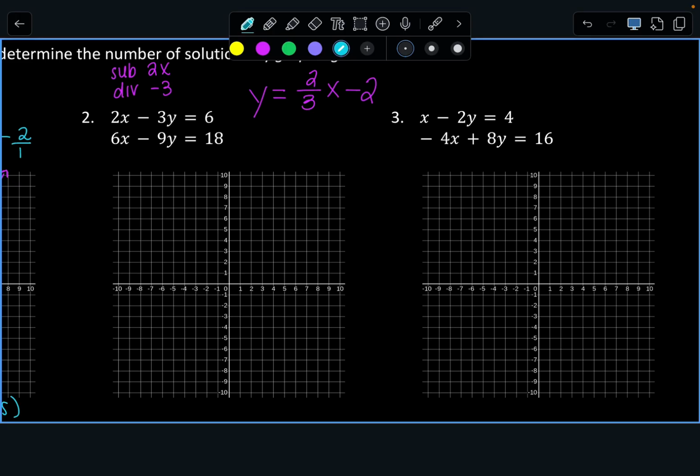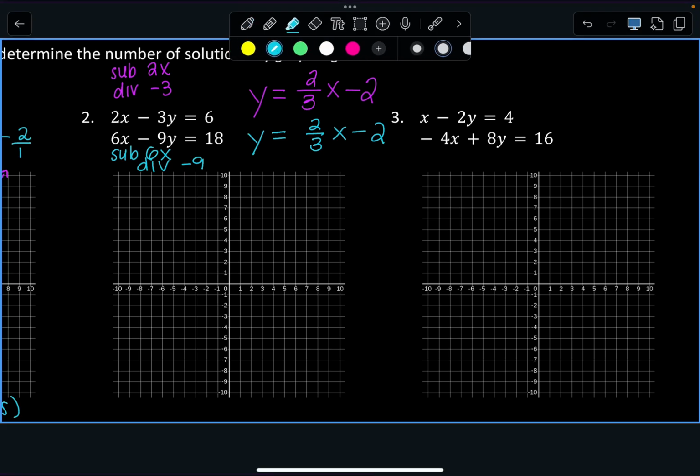For the bottom one, we'd have to subtract 6x from both sides and then divide everything by -9. When we do that, we would get y equals 2/3 x minus 2. What do you notice about these two equations? They're the exact same. So we only have to graph this line once.